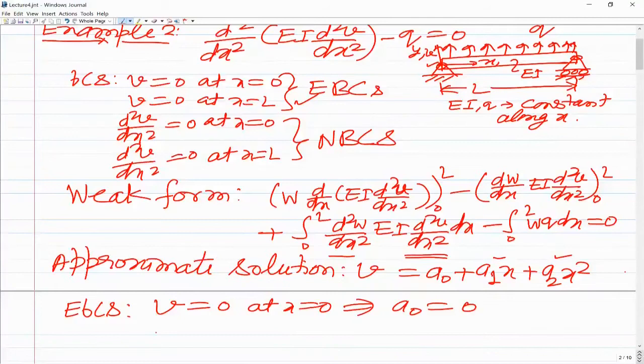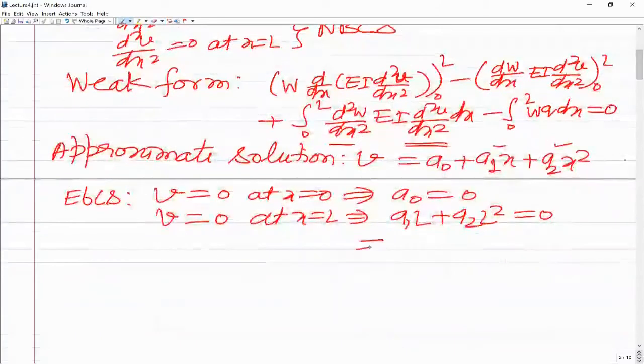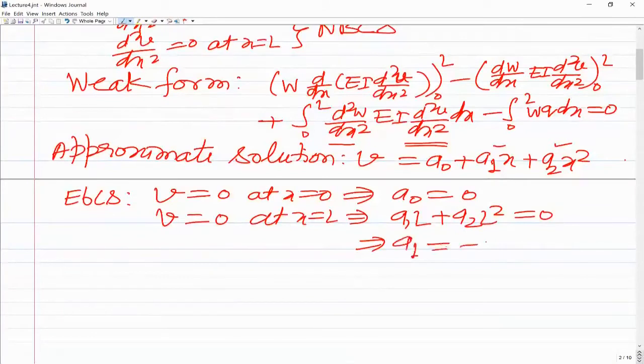That is one. The other condition is v equal to 0 at x is equal to L. So a0 is already 0. So we will get a1 into L plus a2 into L square equal to 0, because we are now putting x is equal to L in the approximate solution for v. From this expression, you can express any one constant in terms of the other. I am writing a1 equal to minus a2 into L.